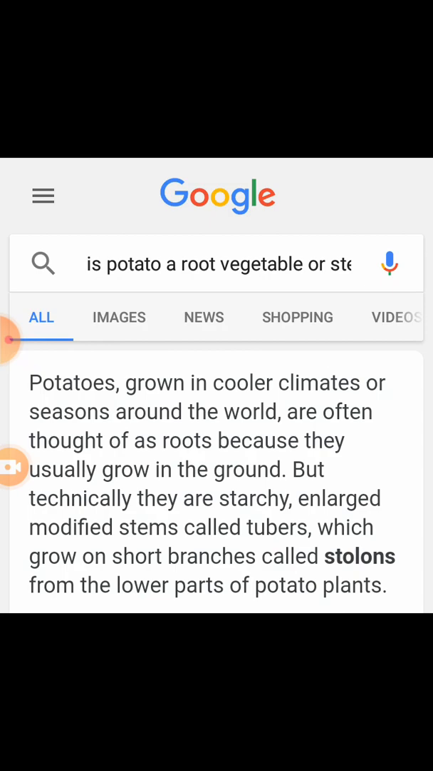Technically, it's a stem called a tuber. We can call it a root vegetable, or else we can go with stem vegetable. Potato comes under root vegetable or else stem vegetable.